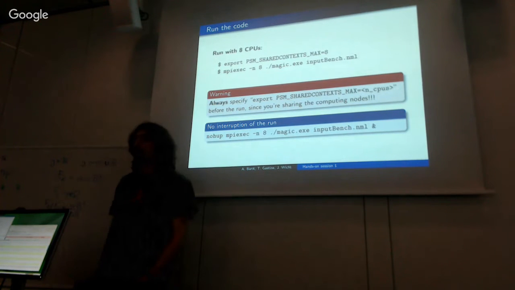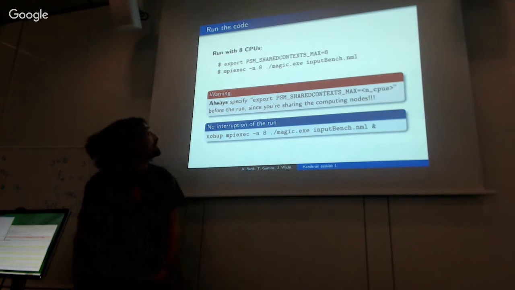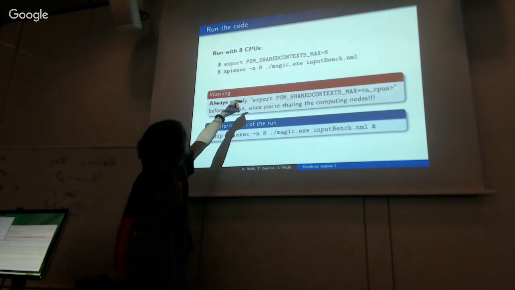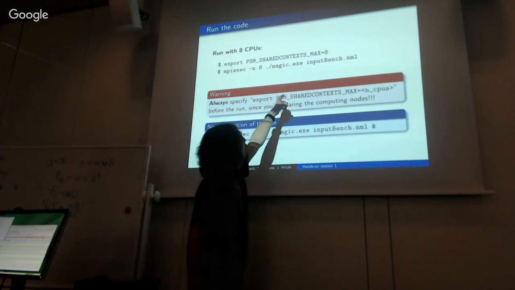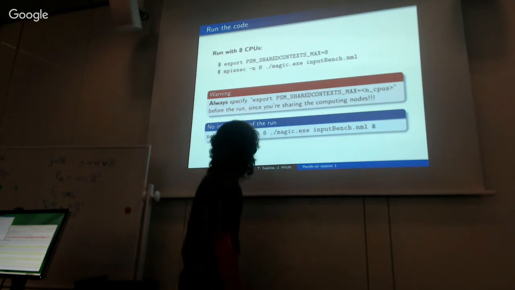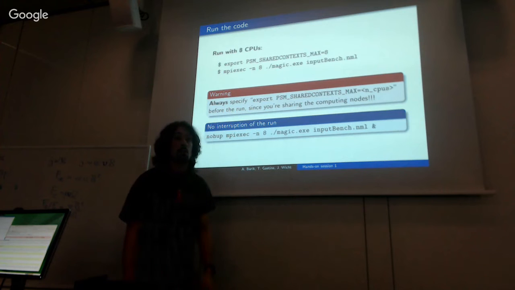Yes, then you can run. Once it's done, you just use the mpiexec command, and you specify -n, which gives the number of CPUs. You put 8 CPUs, use your executable, and you put the namelist. And that's it.